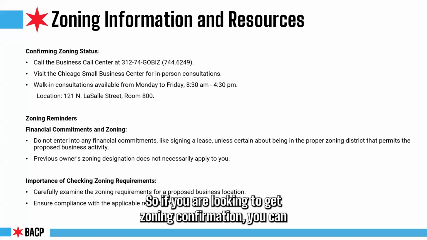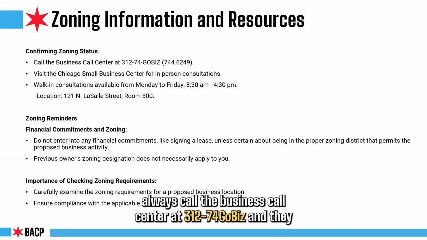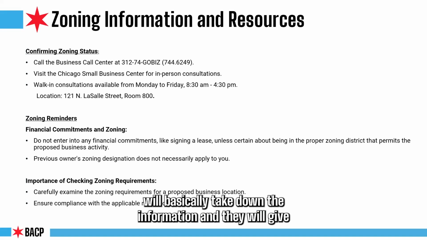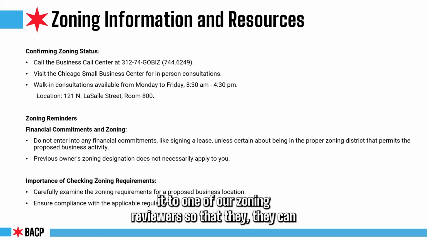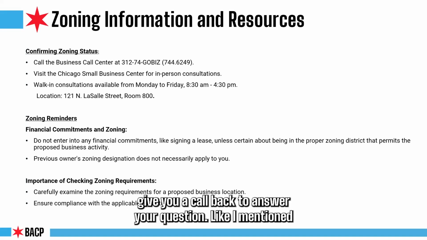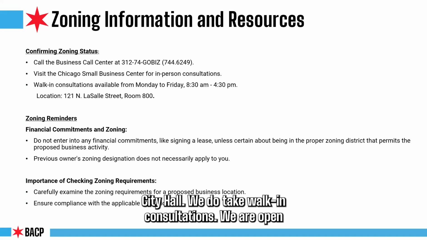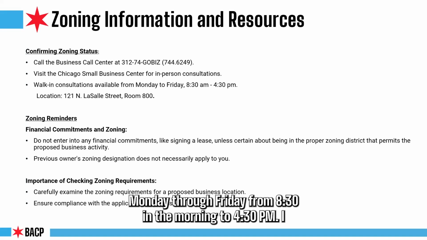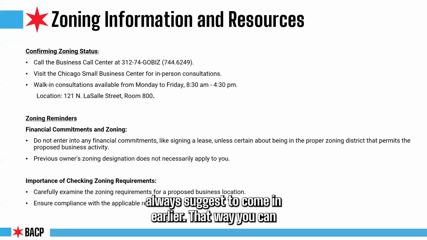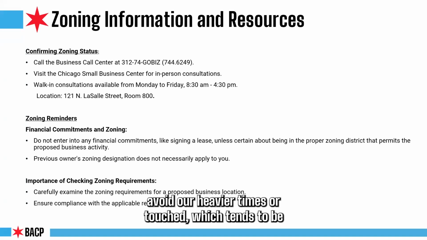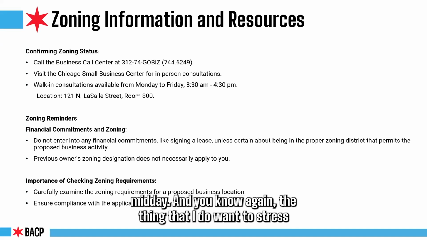So if you are looking to get zoning confirmation, you can always call the business call center at 312-74-GO-BIZ. And they will basically take down the information and give it to one of our zoning reviewers so that they can give you a call back to answer your question. Like I mentioned before, we are available here at the Small Business Center at City Hall. We do take walk-in consultations. We are open Monday through Friday from 8:30 in the morning to 4:30 p.m. I always suggest to come in earlier. That way you can avoid our heavier times, which tend to be midday.